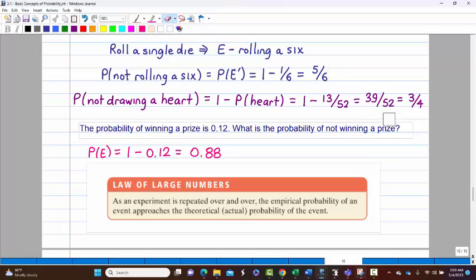All right. So this one: the probability of winning a prize is 0.12. What is the probability of not winning the prize? It would just be 1 minus 0.12, which is 0.88. It's correct as written there.